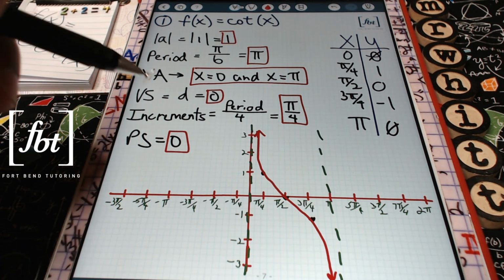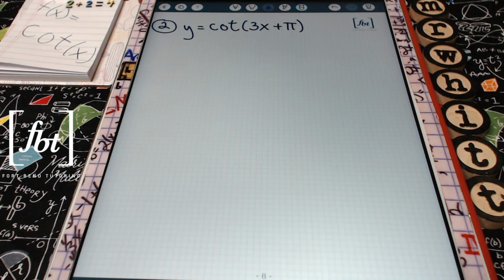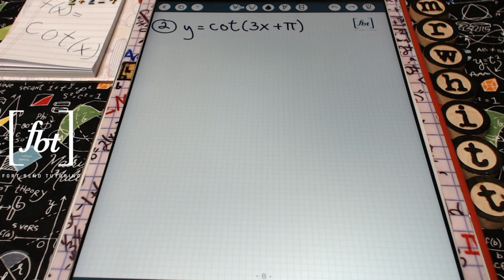Yeah, this is the parent function. Check it out. Not bad at all. Let's see what we have next. In problem number 2, we have y equals cotangent of the quantity 3x plus pi. That's right. So the first thing that we're going to find is our period of the function.